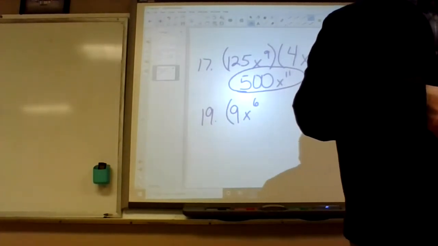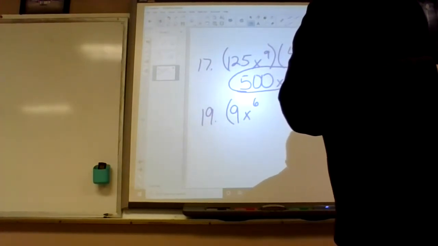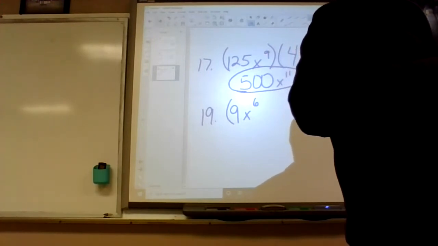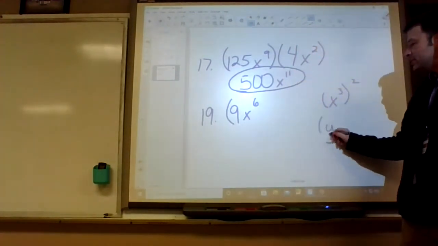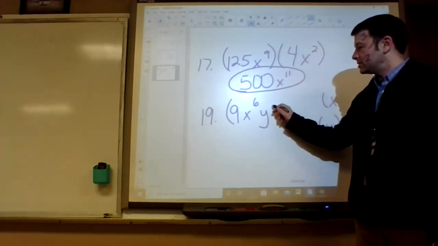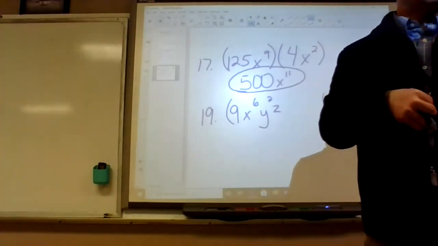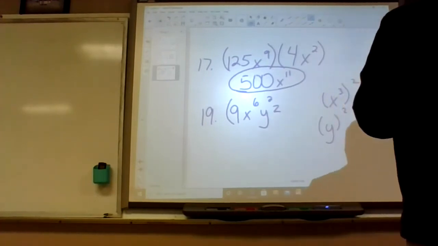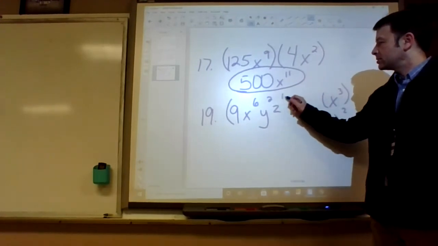And then y's. We got y, and on the outside we got squared. So there's y in the parentheses, and out here there's a square. So it's going to be squared. And then z. We got z to the 8th in the parentheses, and that's being squared. So z to the 16th.